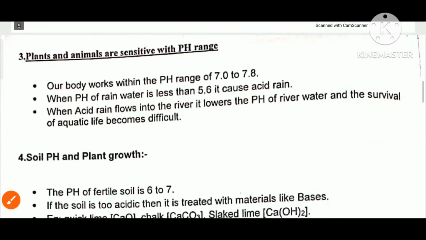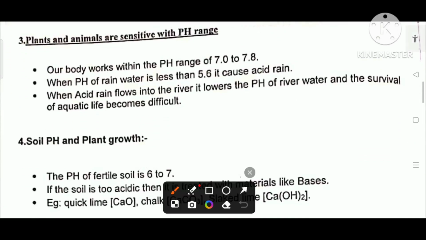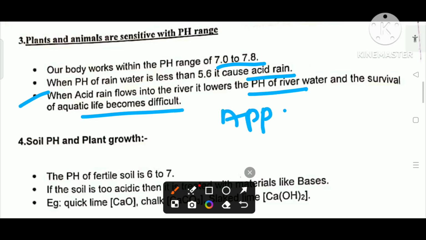Now the third one: plants and animals are sensitive to pH. The first point is our body works within the pH range of 7 to 7.8. When the pH of rainwater is less than 5.6, it causes acid rain. When acid rain flows into the river, it lowers the pH of river water and the survival of aquatic life becomes difficult. There are chances of an application-level question here.